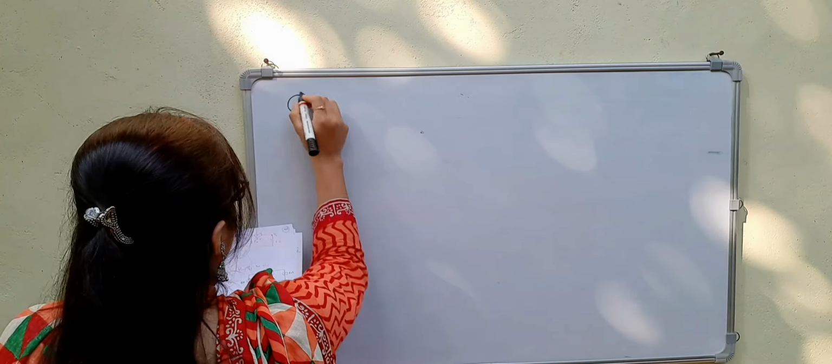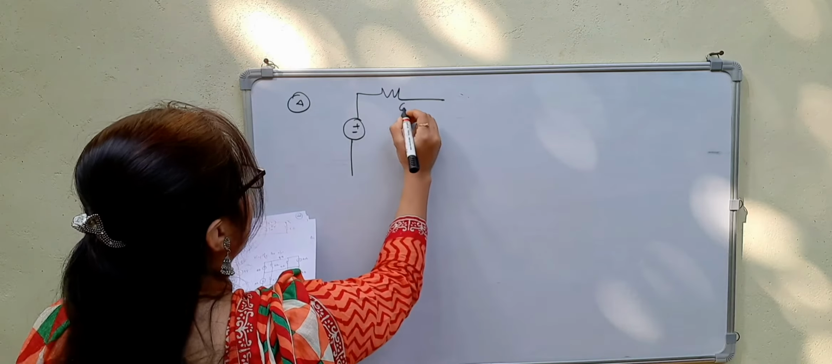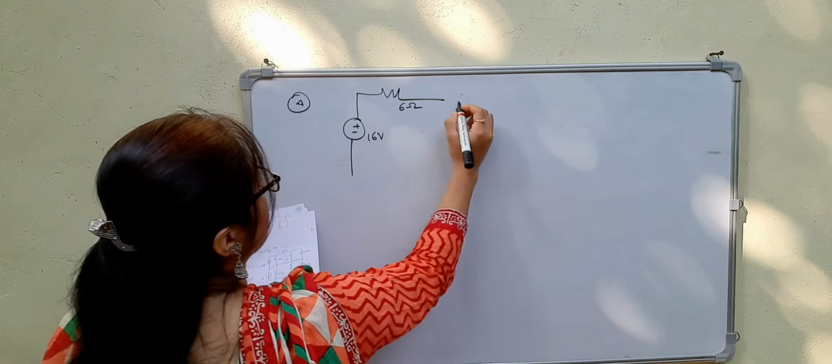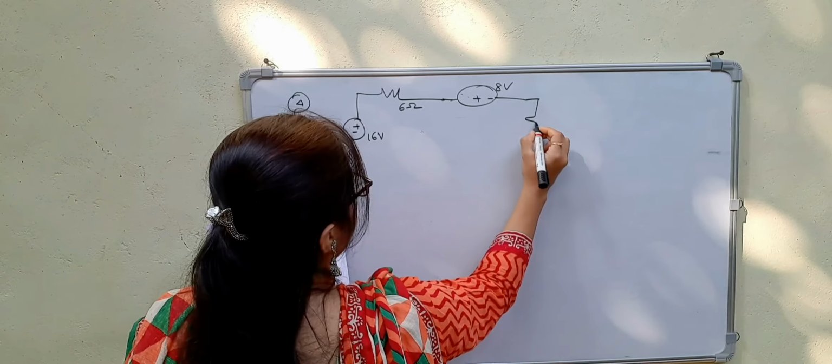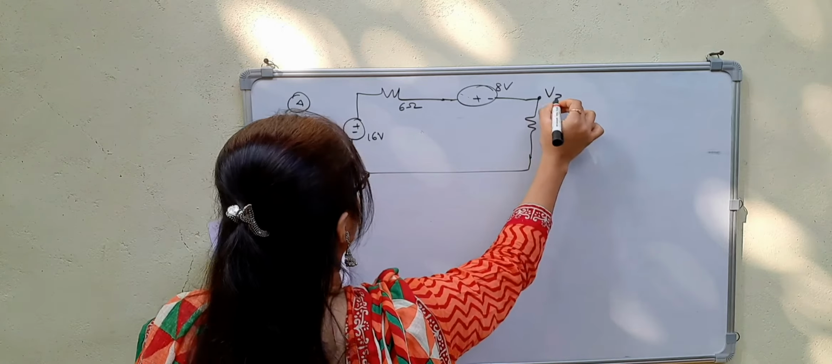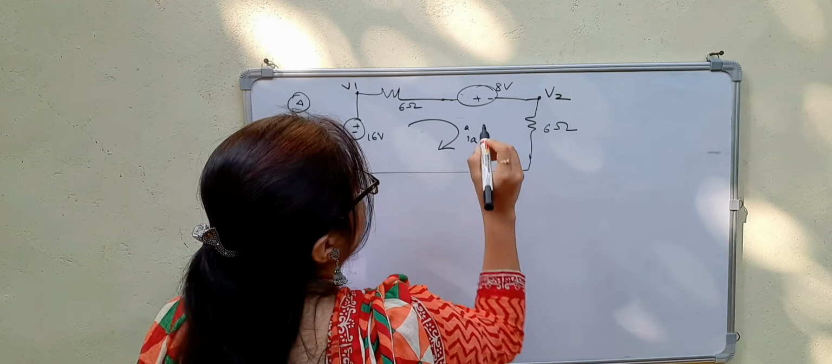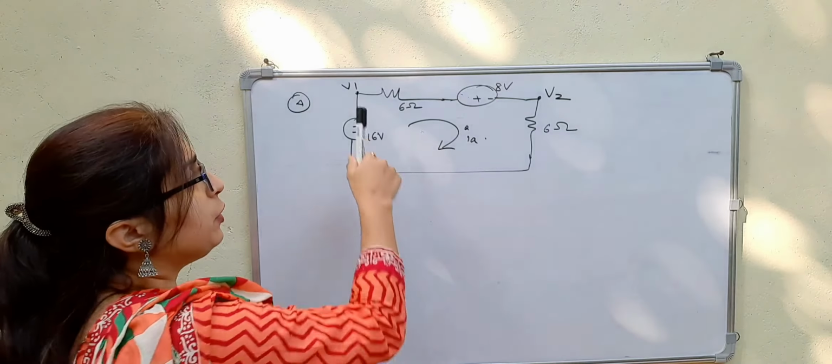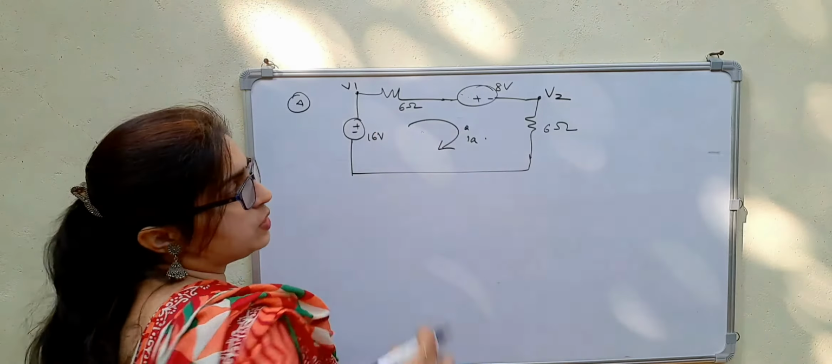Fourth one. This is the voltage source. This is 6 ohms, this is 16 volts. This is an 8 volt source, which is in series. Here it's with 6 ohms. Here this is V2 and this is V1. The current flowing is IA. Now find the relationship between V1, V2 and IA. The IA is the current that is flowing here.